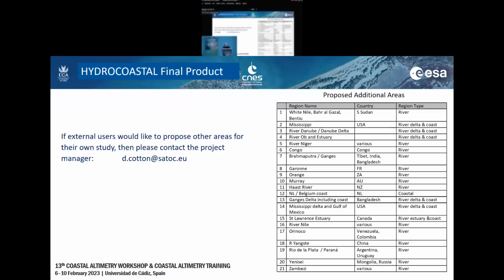If there are areas that are not in there that you would like us to process, then let me know again, and we'll see. Basically, we'll have a priority list, and we'll see if we can put that in or make a case to do some additional processing. I think that's all for the HydroCoastal one.